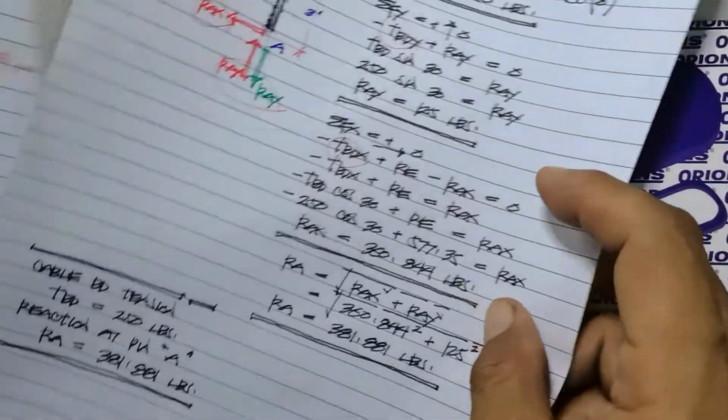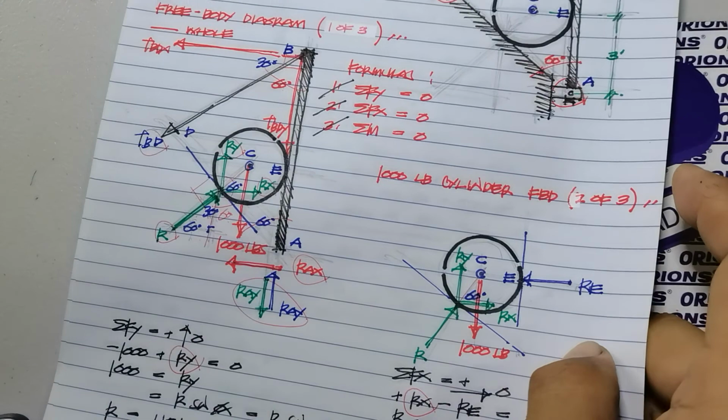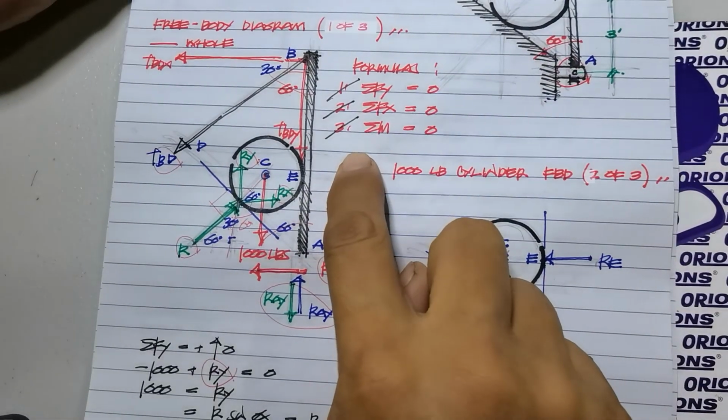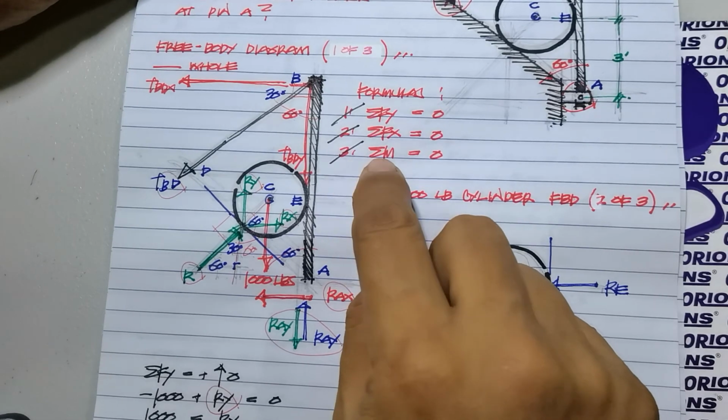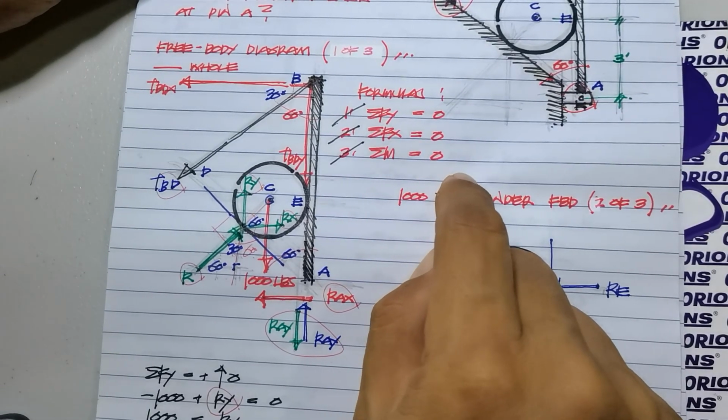So, again, hopefully, naintindihan yung concept ng equilibrium of a force. So, essentially, we'll only be making use of three formulas. Summation forces vertical, summation forces horizontal, as well as summation of moment. So, yun lang guys, ano?